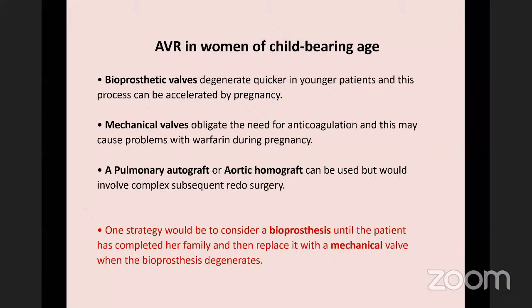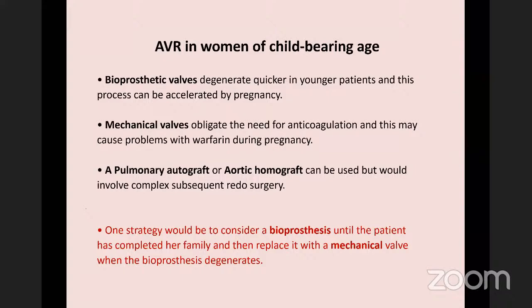Okay, what about patients of childbearing age? Women of childbearing age, what factors should be considered when choosing which aortic valve to implant? Tissue valve is known to degenerate quicker if placed in a young group. This process of degeneration can even be accelerated by pregnancy itself. Mechanical valve, on the other hand, requires anticoagulation. This may cause problems with warfarin during pregnancy. Pulmonary autograft or aortic homograft can be used, but would involve complex subsequent redo surgeries.